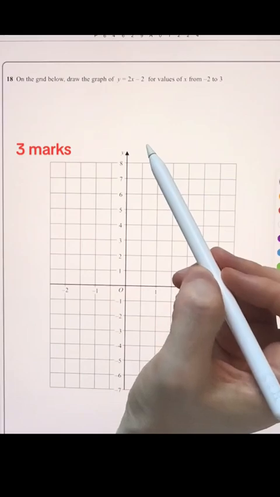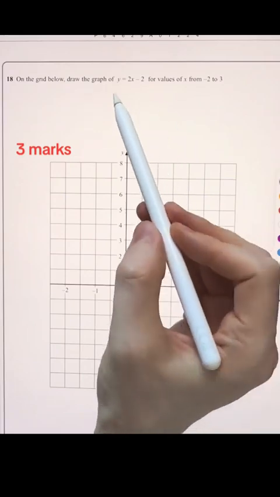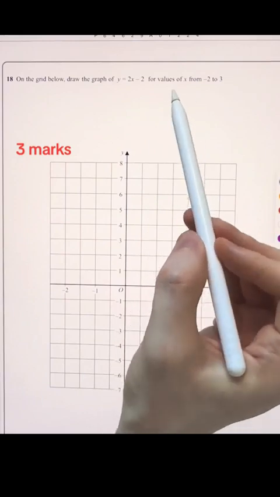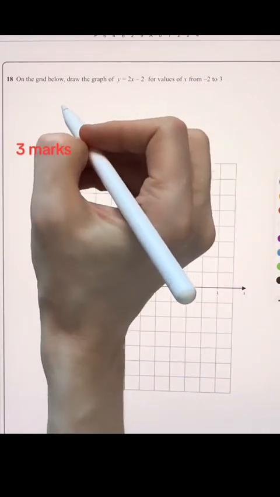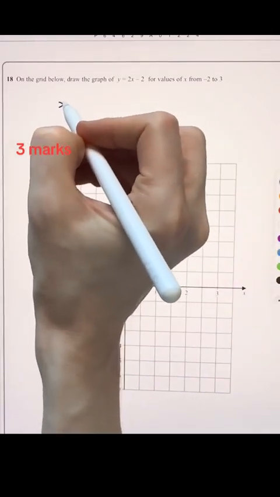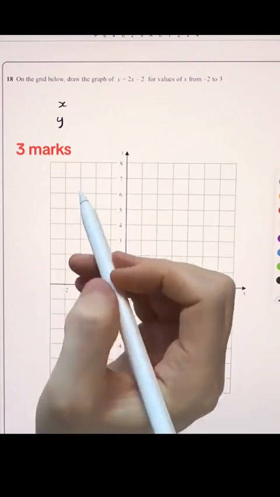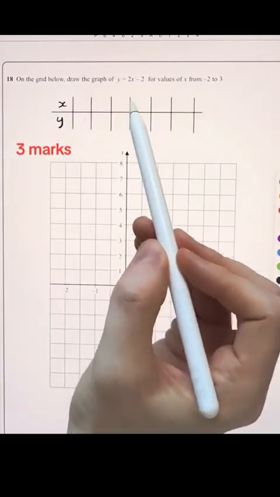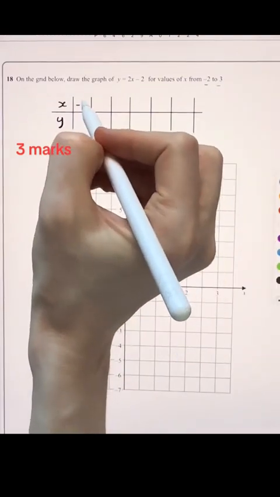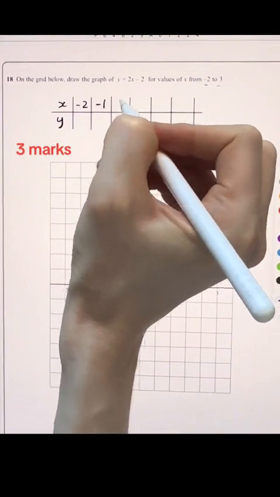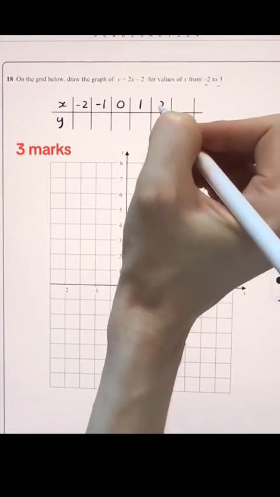Question 18. On the grid below, draw the graph of y equals 2x minus 2 for values of x from -2 to 3. When drawing a graph, our first step is to draw a table of values. We always have x on the top and y on the bottom. We know our values of x are from -2 to +3. So starting with -2 and going up in ones: -1, 0, 1, 2, and 3.